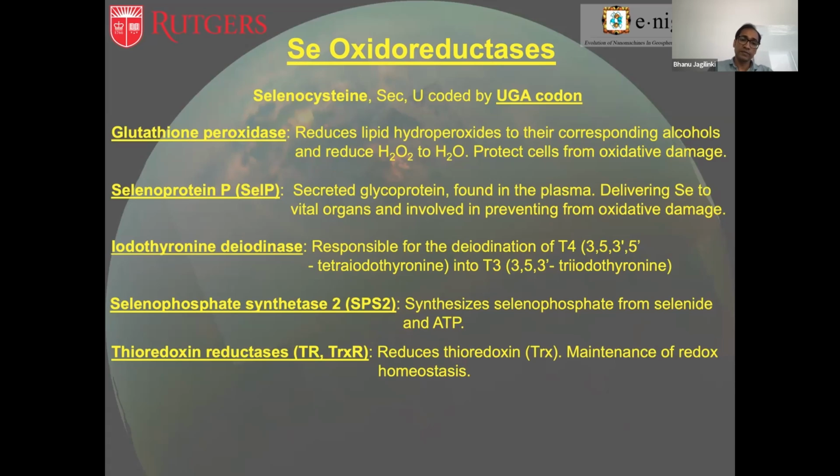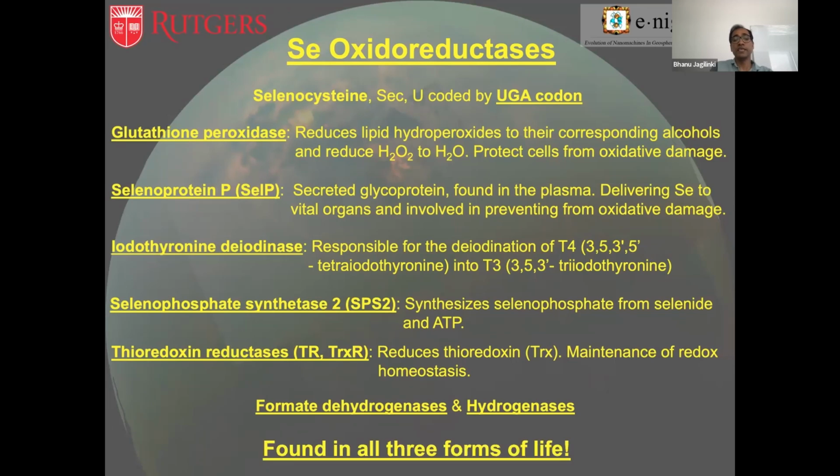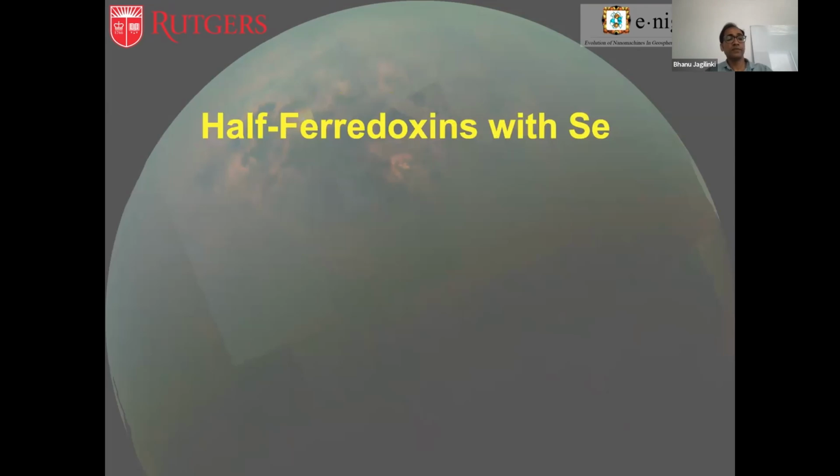Apart from these enzymes, there are also certain isoforms of formate dehydrogenases as well as hydrogenases. They do have selenocysteine in their primary sequences. It is indeed found in all three forms of life, bacteria, archaea, and eukarya, but not necessarily in all organisms, meaning that there could be some microorganisms which do not need selenium at all and can completely live in a media without selenium.